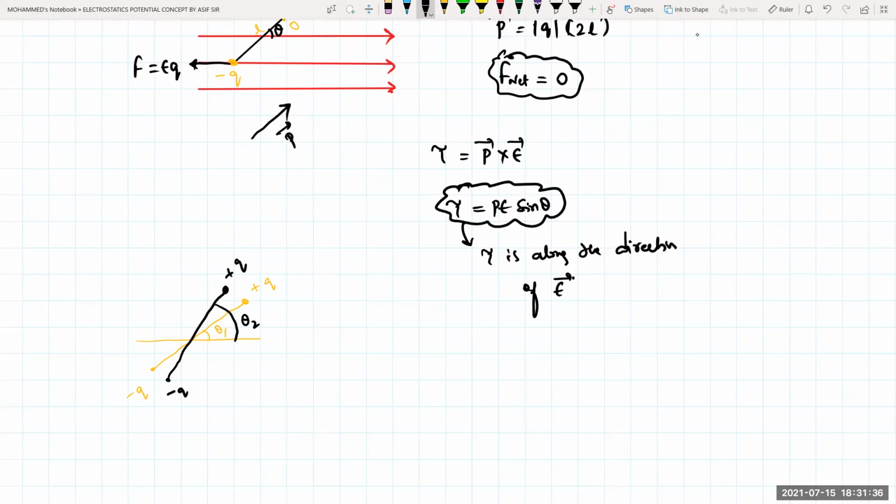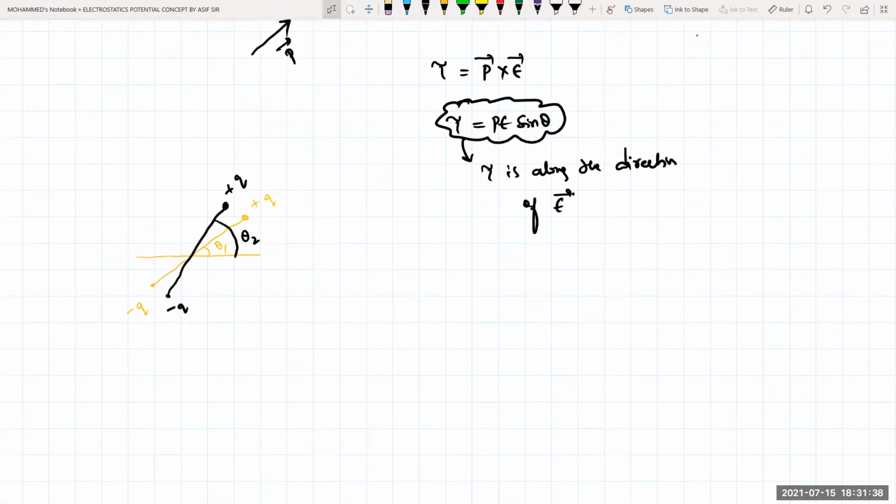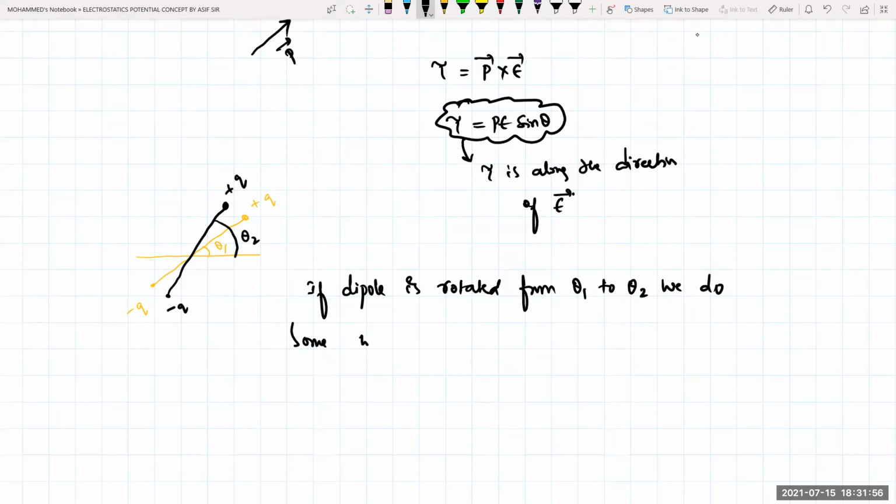That means I'll be doing some external work, beta. So when rotating, if your dipole is rotated from theta 1 to theta 2, we do certain work. Work in rotation is given by the formula W equals your torque into your angular displacement theta.